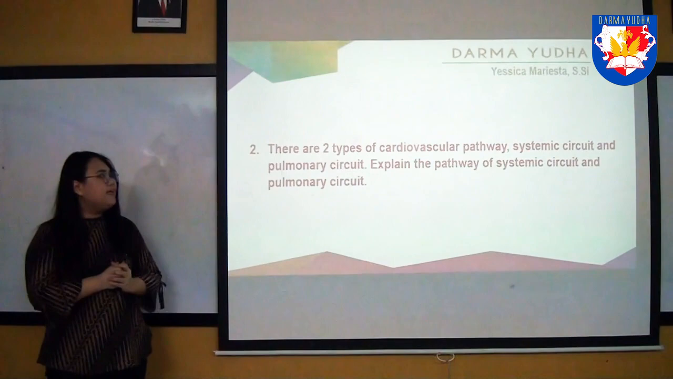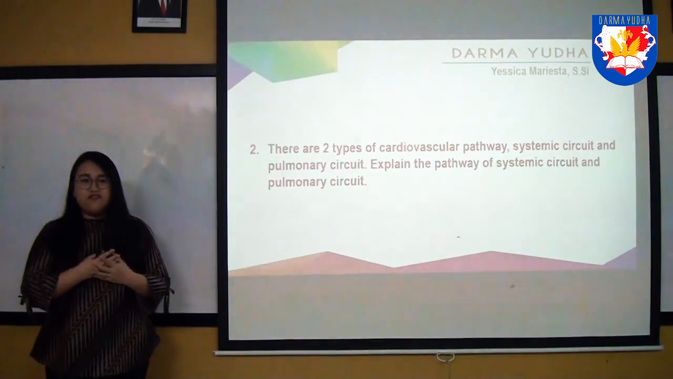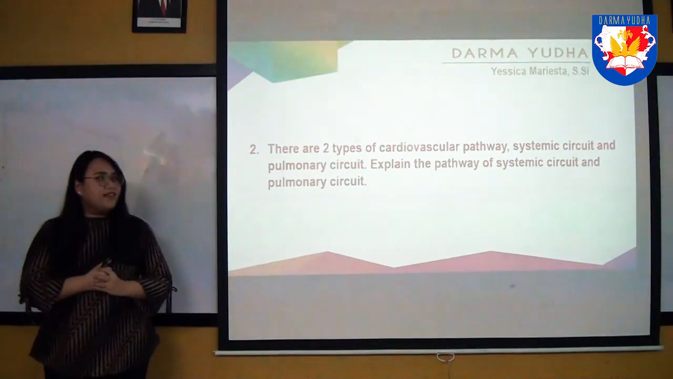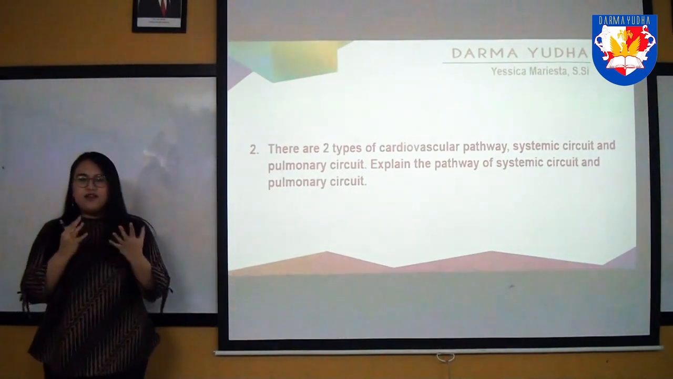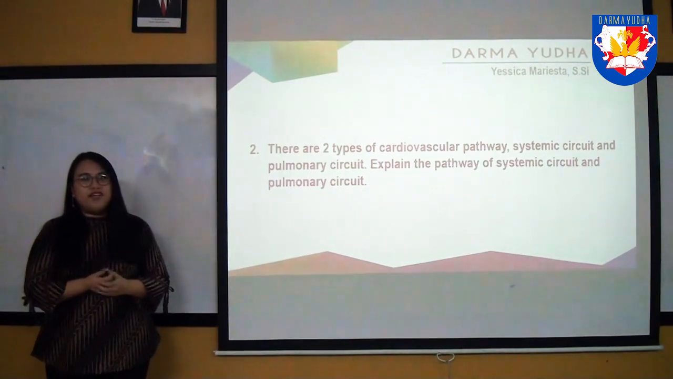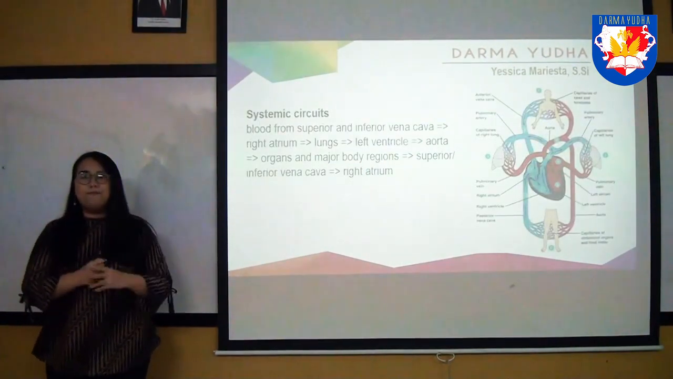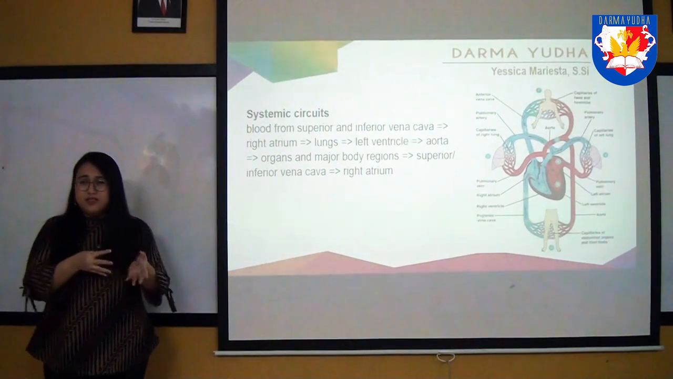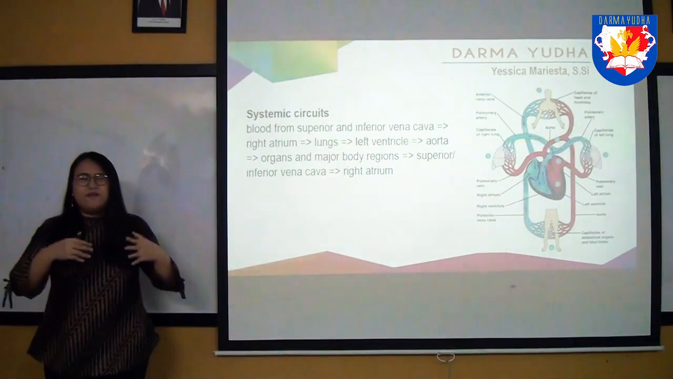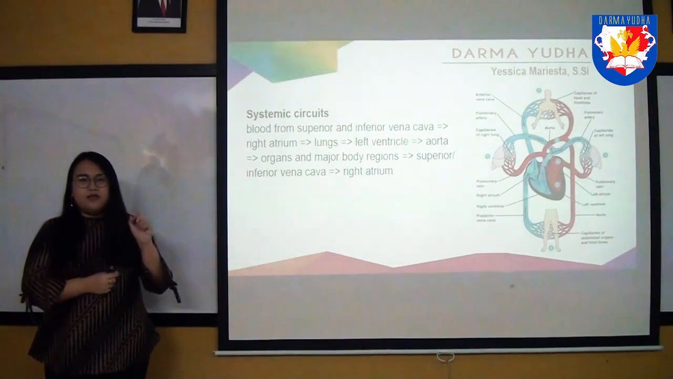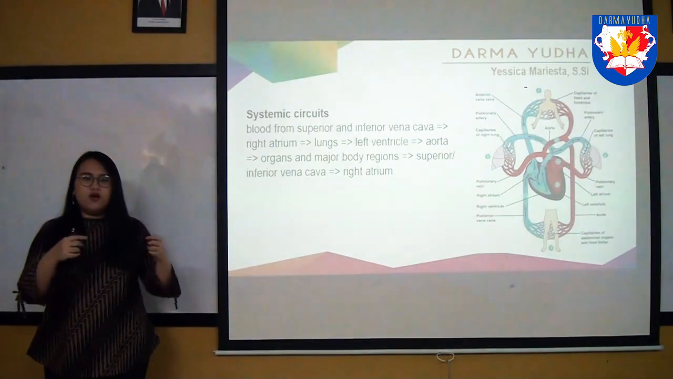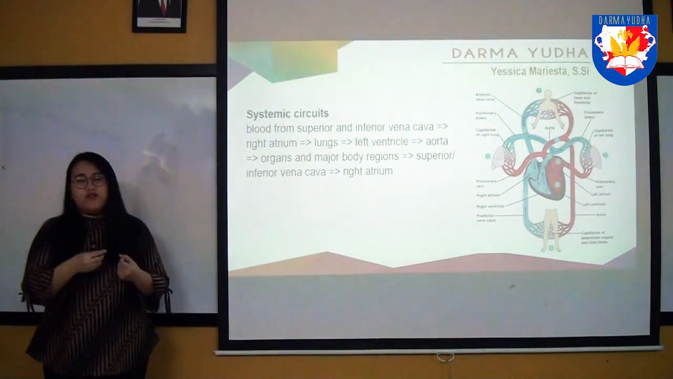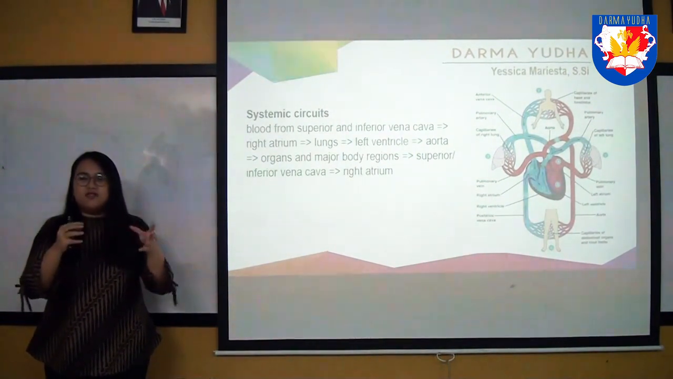Next, for number two, there are two types of cardiovascular circuits, which are the systemic circuit and the pulmonary circuit. The question is to explain the pathway of the systemic and pulmonary circuits. Firstly, what is the difference between them? The systemic circuit circulates around your organs, your major vital regions, while the pulmonary circuit circulates around your lungs.